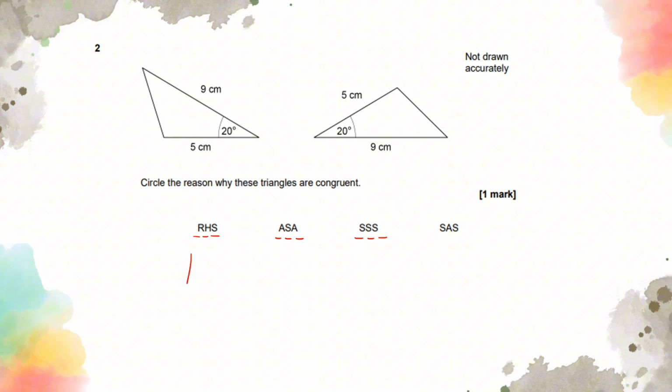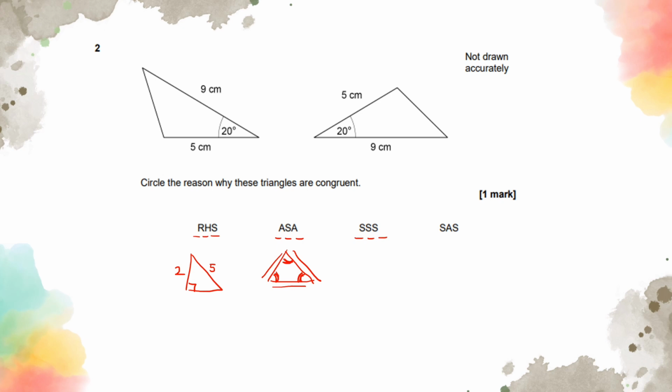So right angle, hypotenuse, side is going to look something like this, where you've got a right angle, you've got the information given to you for the hypotenuse, and one of the sides is given to you, like for example this side or this side here. The next one is going to be angle, side, angle, which could look like this, or this. So 2 angles and a side will be given to you.